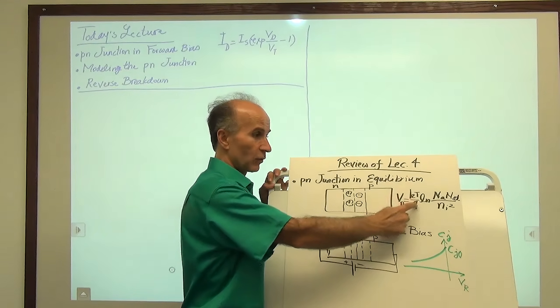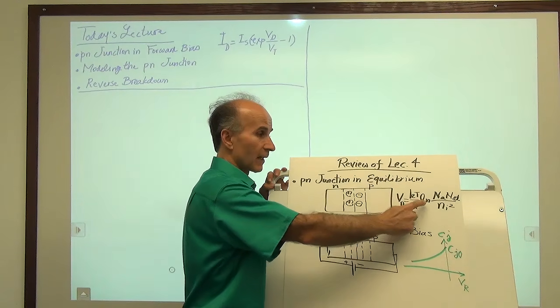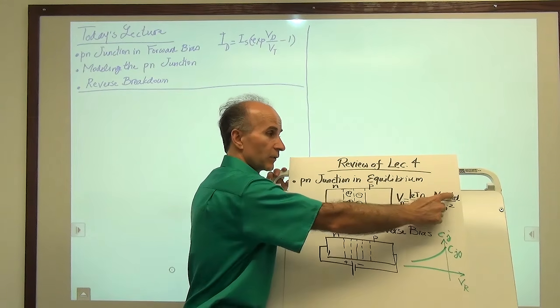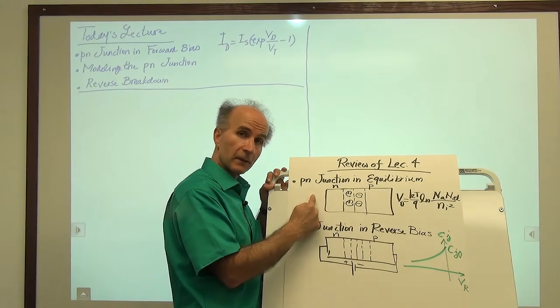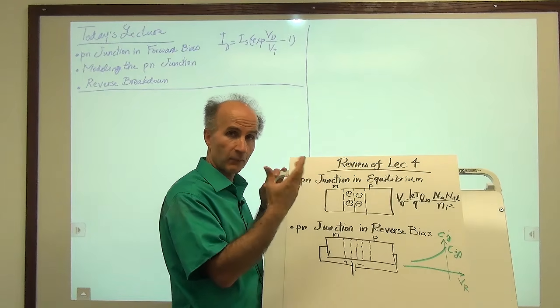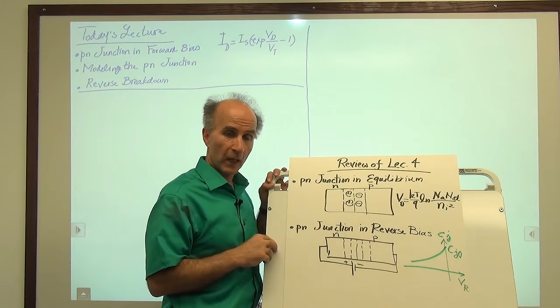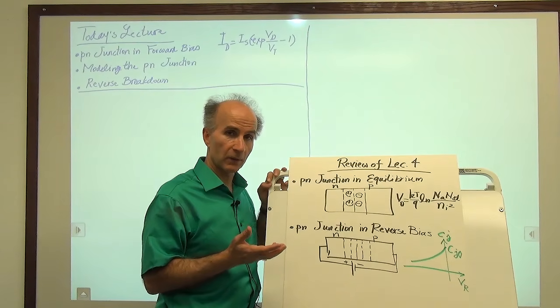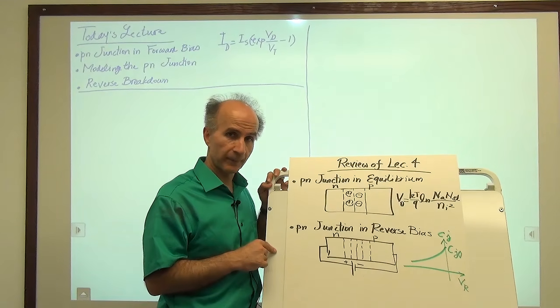It's given by kT over q, 26 millivolts at room temperature, times the log of the concentrations of the dopants on the two sides, the phosphorus and boron atoms, for example, divided by ni squared. And we saw that for typical doping levels, V0 is about 700 to 800 millivolts.